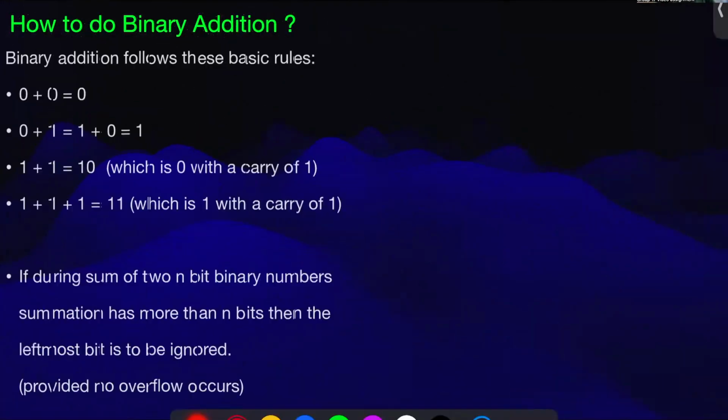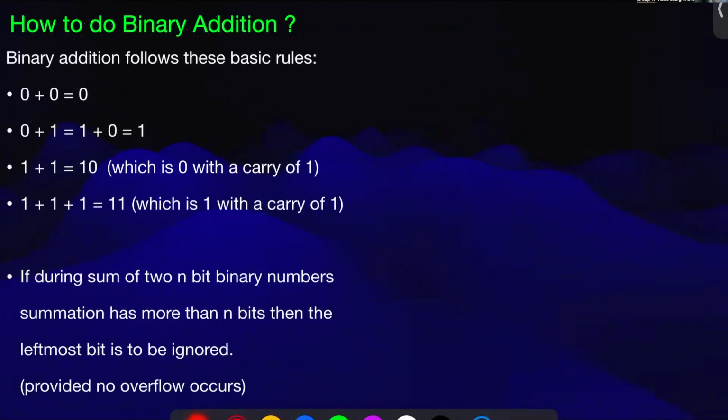How to do binary addition? For binary addition, we follow some basic rules. First one is 0 plus 0 gives 0. Second one is 0 plus 1 gives 1, which is the same as 1 plus 0. Third is 1 plus 1 gives 1, 0, and it will be a carry of 1. Fourth one is 1 plus 1 plus 1 gives 1, 1 with a carry of 1. If during the sum of two n-bit binary numbers, the summation has more than n bits, then the leftmost bit is ignored. This is special to 2's complement.